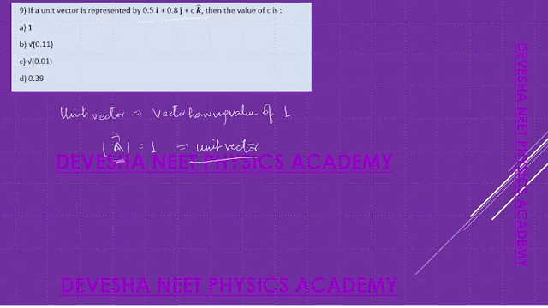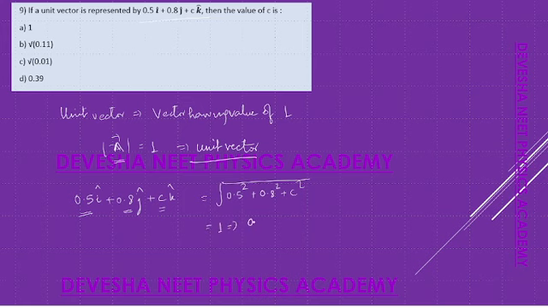Okay, this will be a unit vector. So the unit vector is represented by 0.5i plus 0.8j plus ck. Earlier we discussed how to find the value of a vector. It is simply the square of this plus the square of this plus the square of this, and the entire thing under a square root. So here we have 0.5 squared plus 0.8 squared plus c squared, and it is given that this is equal to 1.